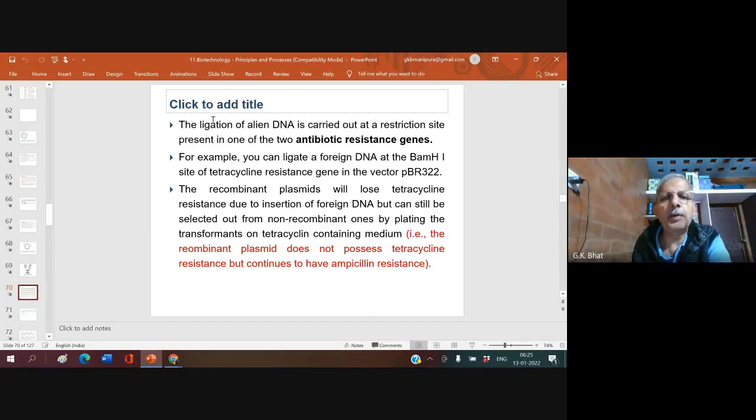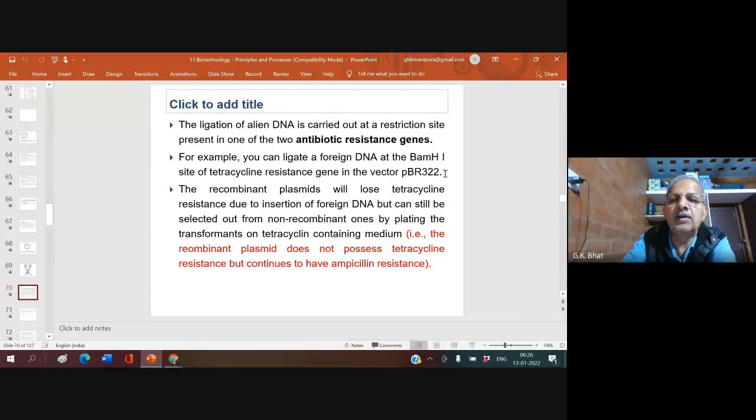So ligation of alien DNA is carried out at a restriction site present in one of the two antibiotic resistance genes, and these two are always used: the ampicillin resistance gene site and the tetracycline resistance gene site. For example, you can ligate a foreign DNA at the BamHI site of the tetracycline resistance gene in the vector pBR322.